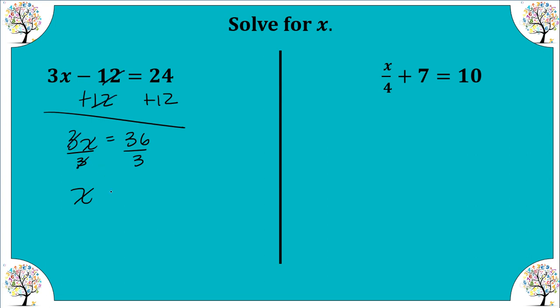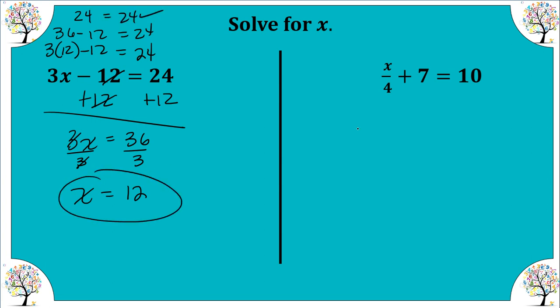So we undid multiplication by division, and our solution is 12. So if I plug in 12 for x and now apply the order of operations, we're going to multiply, and then we're going to subtract, and we get that true statement verifying that our solution, x equals 12, is correct.